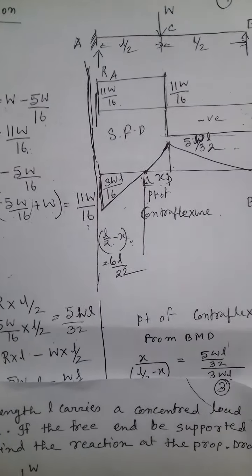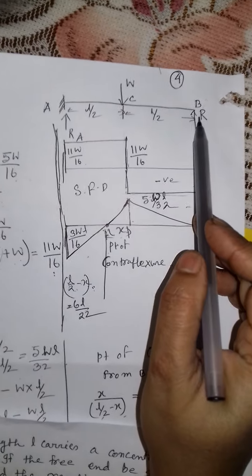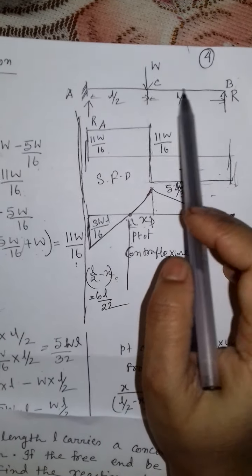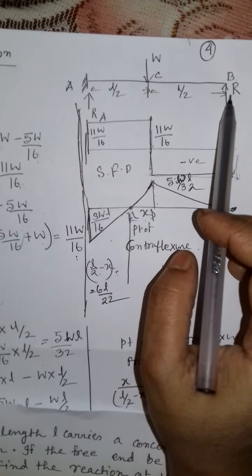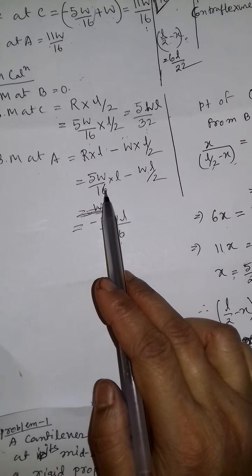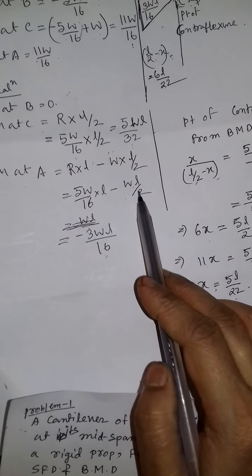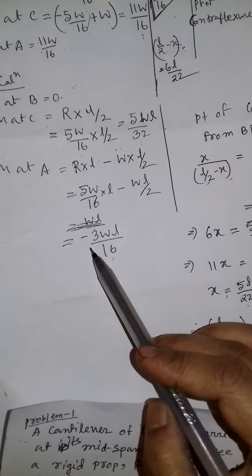Now we have to find out the BM. So BM at B is equal to 0, there is no distance. And BM at C is equal to R into L by 2. So it becomes 5W by 16 into L by 2, so 5WL by 32. Now BM at A is equal to R into L minus W into L by 2, as this is downwards. So it becomes 5WL by 16 minus WL by 2, so minus 3WL by 16.